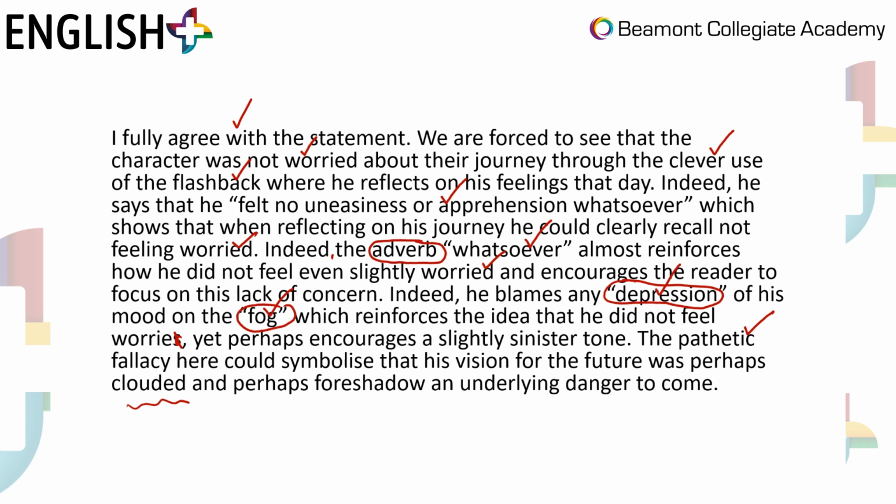Now, you'll also notice what this student does well is words like, actually they've done it a lot, perhaps, perhaps, perhaps, almost. That is called tentative analysis. And remember, we don't know what the writer intended. It's quite a simplistic way to think of it, but we don't know. So using that tentative perhaps, might, almost is a really good method.